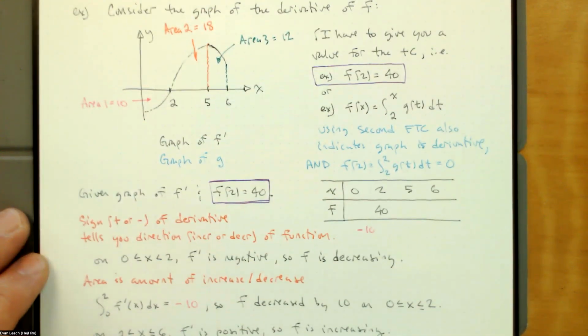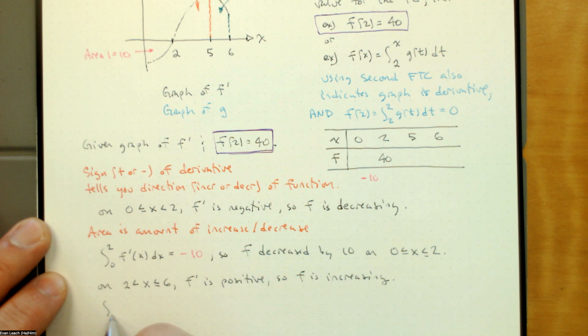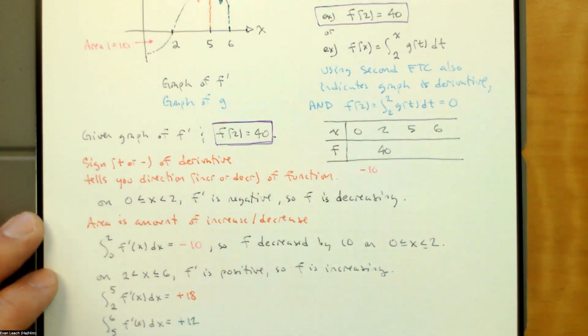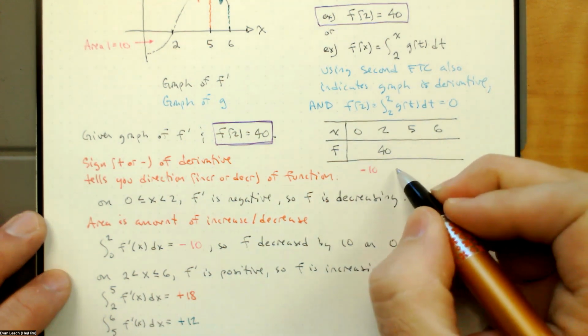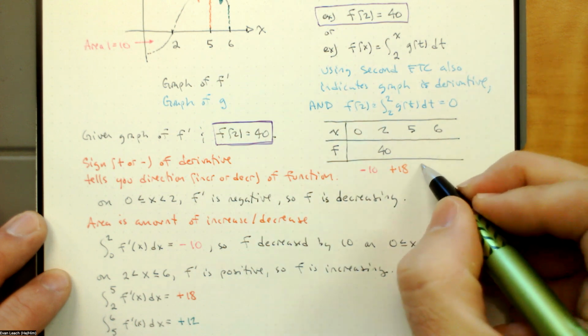So we can separate this out into 2 and see what's going on at 5. So the integral from 2 to 5 of f prime of x dx is 18. And the integral from 5 to 6 of f prime of x dx is equal to 12. So we're going to see from 2 to 5 an increase of 18, and then from 5 to 6, an increase of 12.